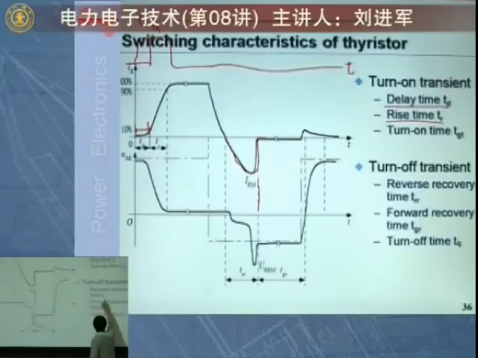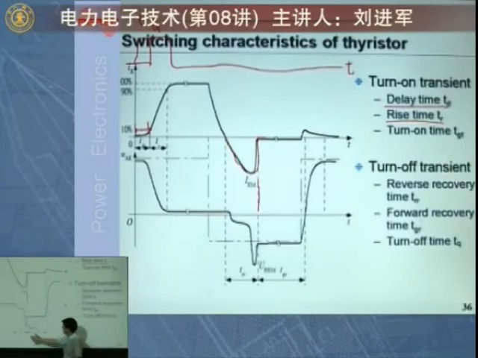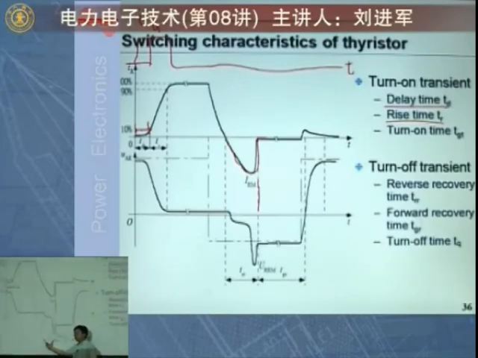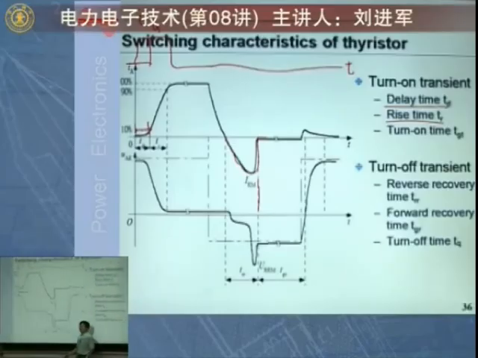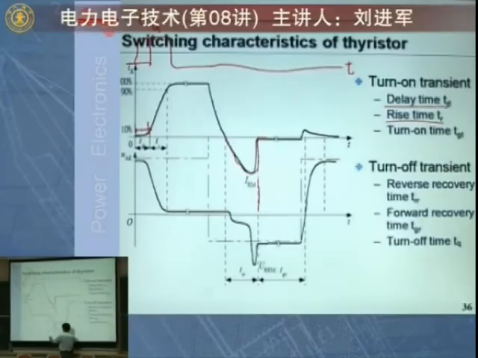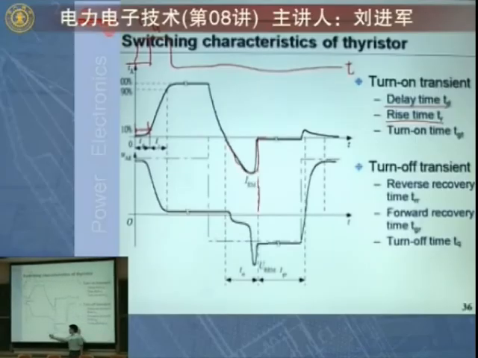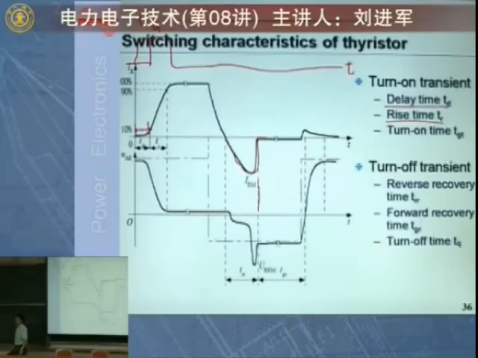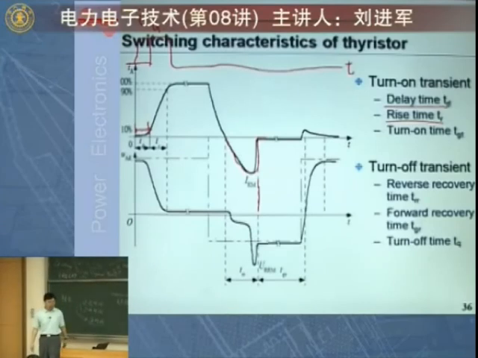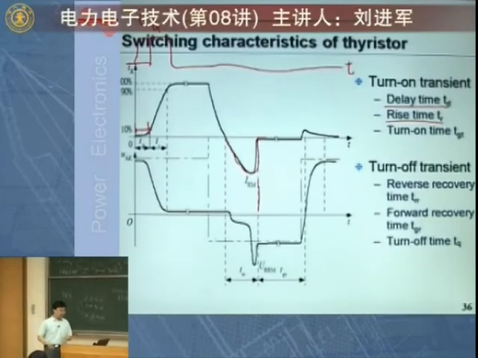process, the total turning off time is actually depending on the reverse recovery time and forward recovery time. You need to give the margin of the turn-off time larger than the summation of these two parts. If you turn it on before that, then the circuit will probably not work correctly. So you have to leave that time. That's the turning off transient.